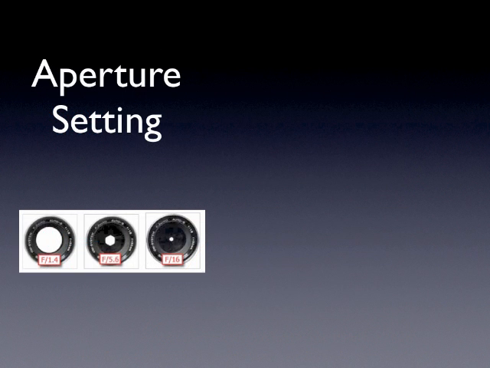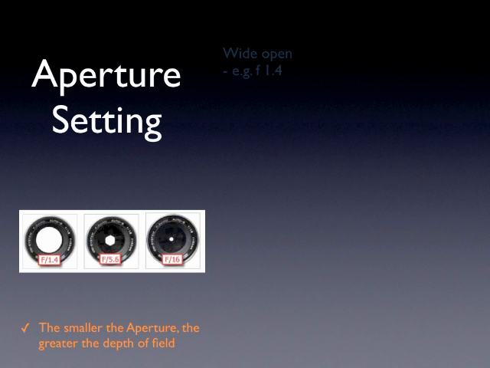Alrighty. So, aperture settings. This is the little hole in your camera, the f-stop. At 1.4, see how wide open it is? f16 is a tiny little hole. Essentially, the smaller the aperture, the greater the depth of field.